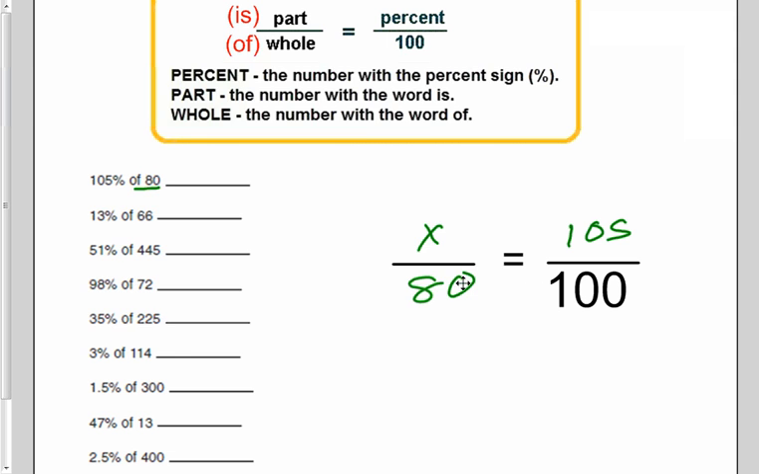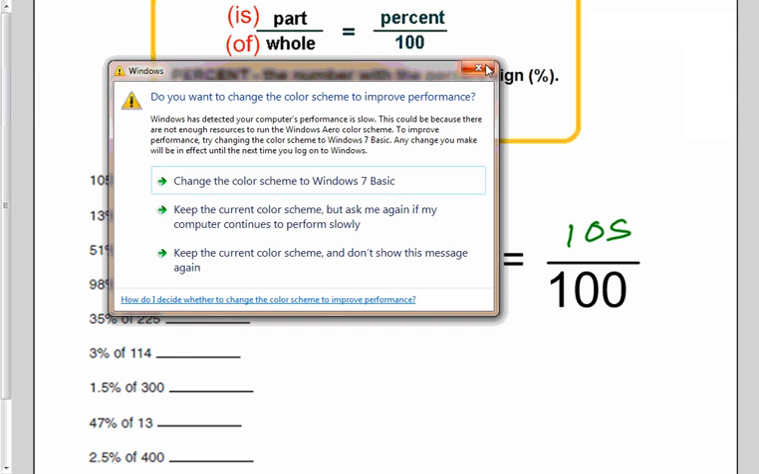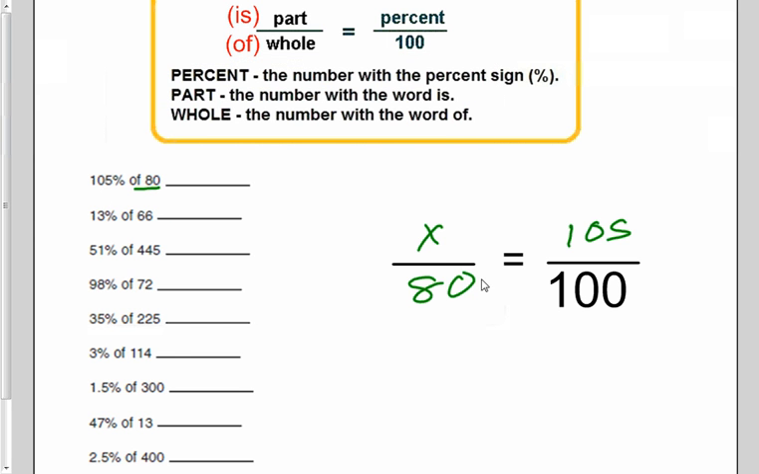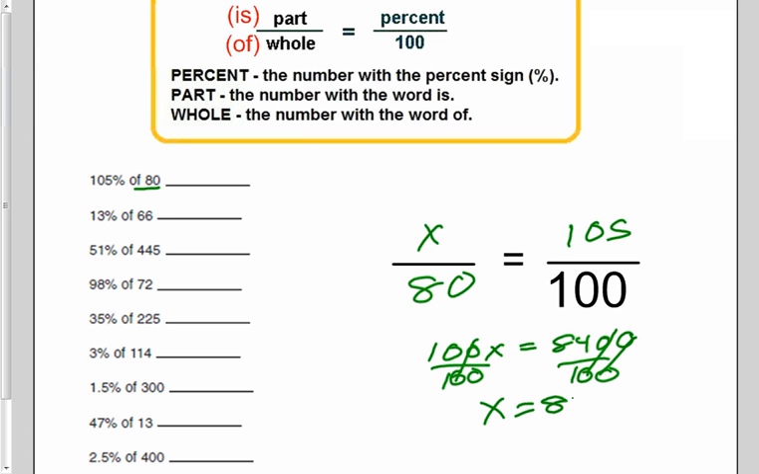Now I can't nicely do the side to side or the up and down, so I am going to need to do the cross product. So 100 times x, we get 100x. And then 80 times 105, I'm going to use my calculator, and I get 8,400. Then I simply divide by 100 on both sides, and you can see that x is equal to 84.